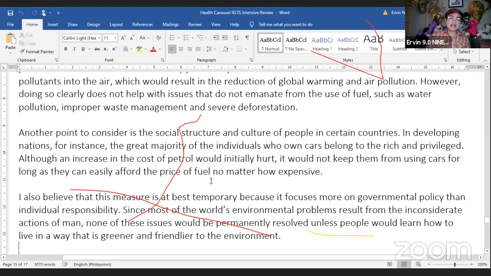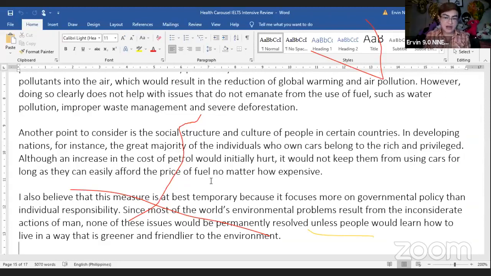Another point to consider is the social structure and culture of people in certain countries. Look at how smart Brian is. In his introduction, he mentioned something about globalization. He mentioned something about ecological balance. This time, he mentioned social structure and culture.